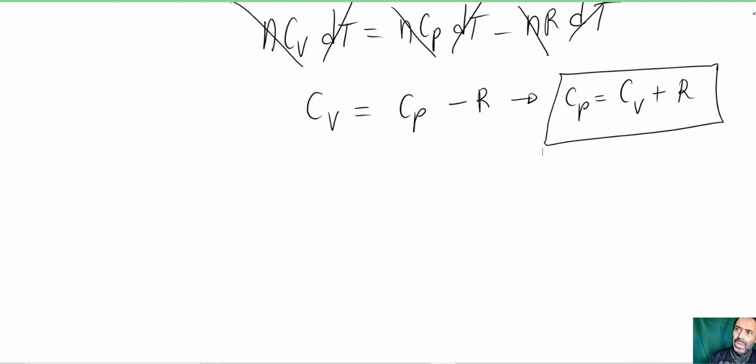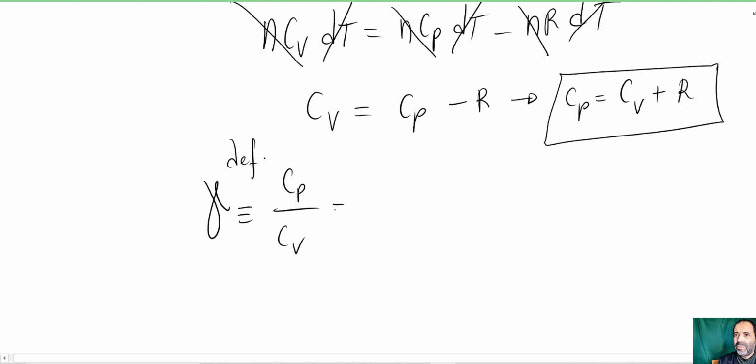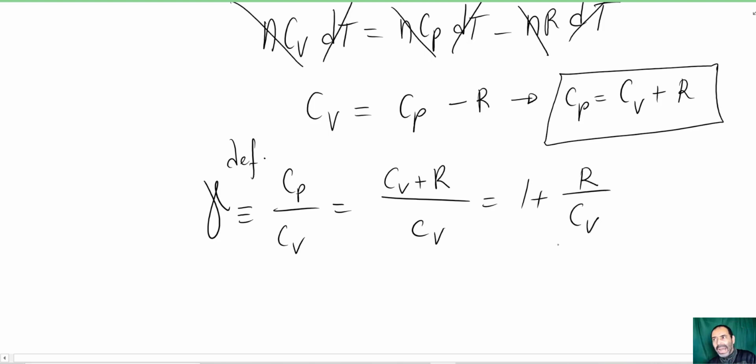As a matter of fact, there is another quantity that I'm going to define, which is part of your lab, by the way. Gamma, by definition, is equal to Cp over Cv. So if I write that expression, which is Cv plus R over Cv, then this expression is simply 1 plus R over Cv. Again, if I know gamma, and finding gamma is part of the lab that we'll be doing, then I know what Cv is, because R is just a constant. And if I know what Cv is, I know what Cp is. So that's basically what this whole thing is.